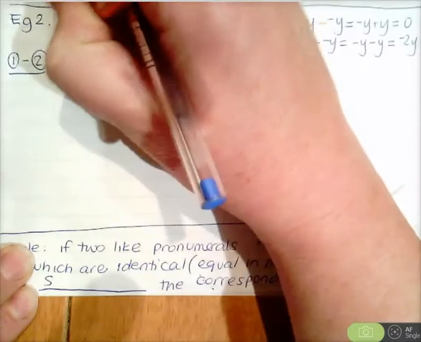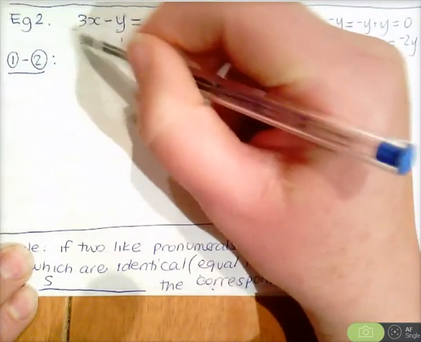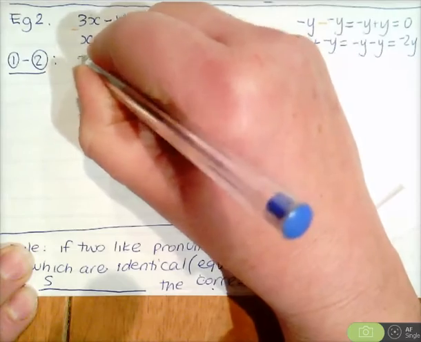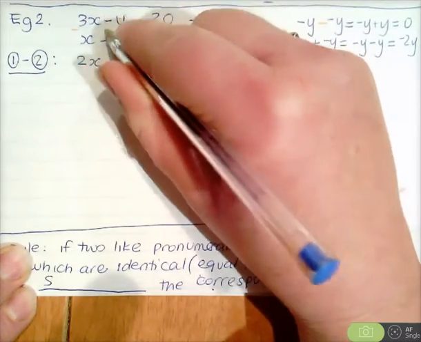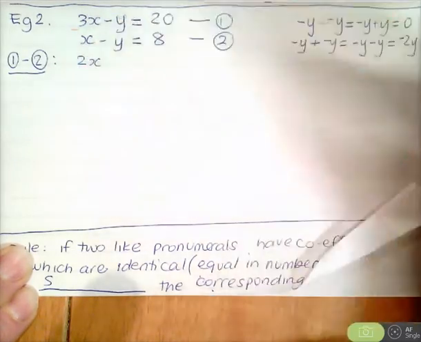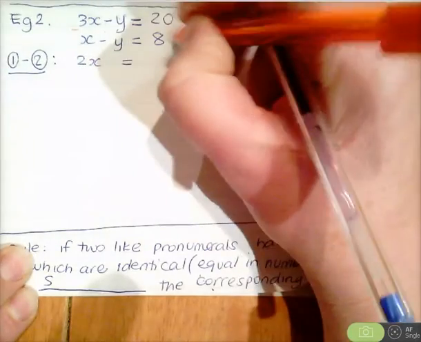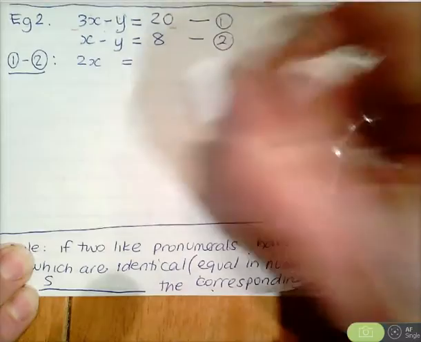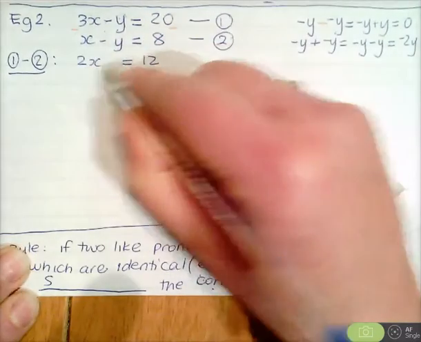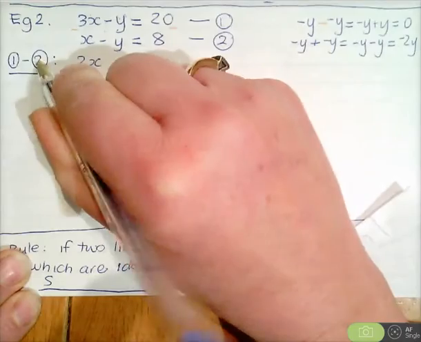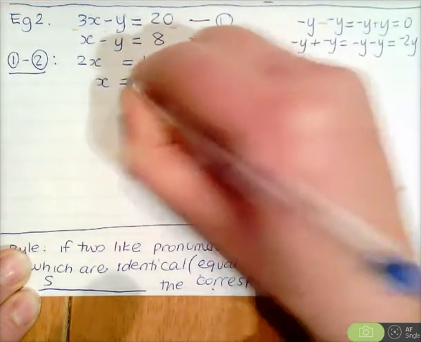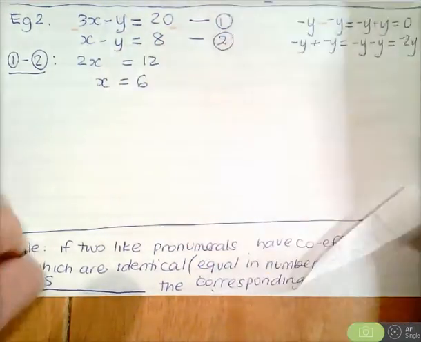So let's go. We've got 3x minus x is 2x. Negative y minus negative y is negative y plus y, and a negative and a positive cancel, so you get 0. And 20 take away 8 is 12. So I've got 2x equals 12. Notice I've written my instruction here, what I'm doing. So therefore we can see that x is 12 divided by 2, which is 6.